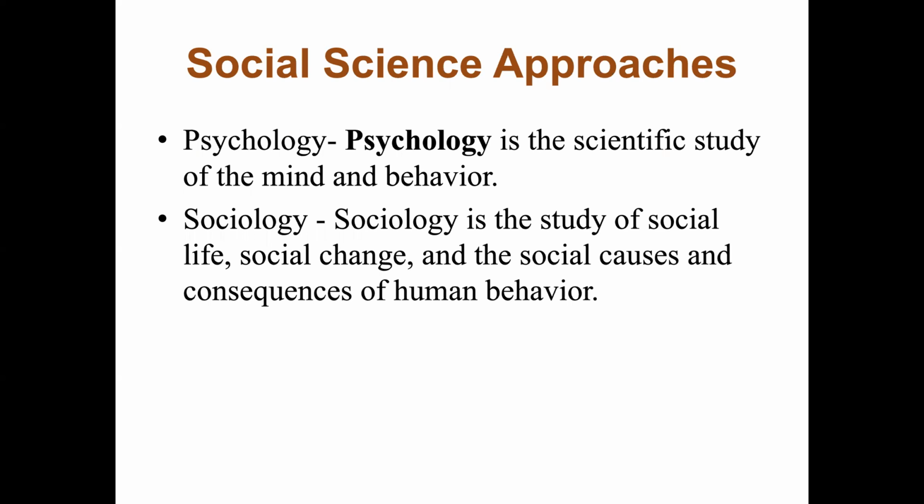And if we were to talk about social science, it has various specialized sciences or disciplines within it. If you were to pick just two subject areas that come under social sciences, psychology is one of them. Psychology is a scientific study of the mind and behavior. Sociology is the study of social life, social change, and the social causes and consequences of human behavior.